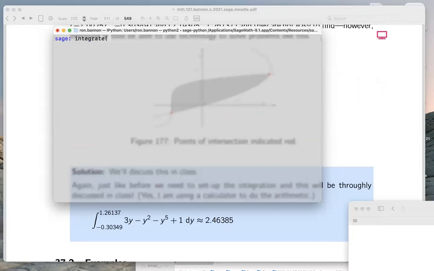And what am I integrating? Let's write this down. 3 star y minus y squared minus y to the 5th plus 1. I'm just copying what I see on my notes, by the way. We're integrating with respect to y, and the y's are starting at minus 0.30349, whoops, that's a period, that's not a comma. And then we get 1.26137. Hope I typed that in right. When you get over here, you get the number they got, which is 2.4638. And again, they give more digits, by the way. You get the idea, though.